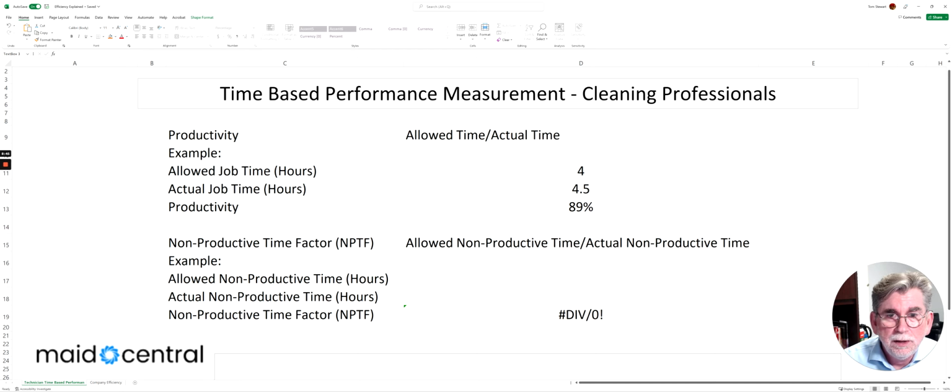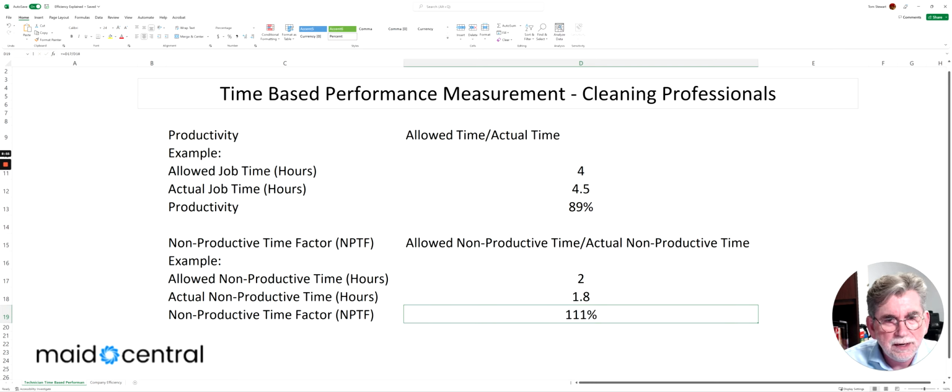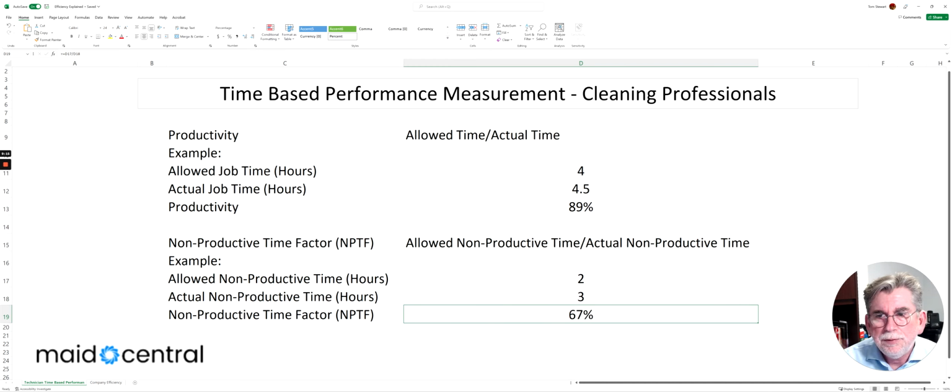For example, if a cleaning professional had 2 hours of non-productive time scheduled for a day and they actually had 1.8 non-productive time, they would have an NPTF of 111%, which is good. That means that they aren't wasting time between homes, and they're using their time efficiently. If the actual non-productive time was 3, the NPTF would be 67%.